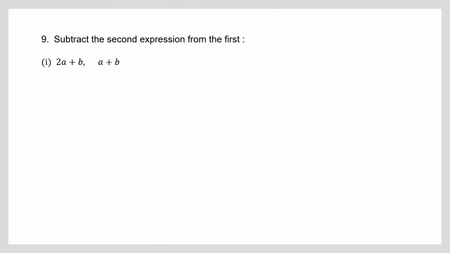Let's go on to the next one. Subtract the second expression from the first. So now we are going on to subtraction. Let's be a little careful. Here it says the second expression, we need to subtract it from the first. Okay. So we'll write this expression first, and this one A plus B has to be subtracted from that. So let's write down A plus B.